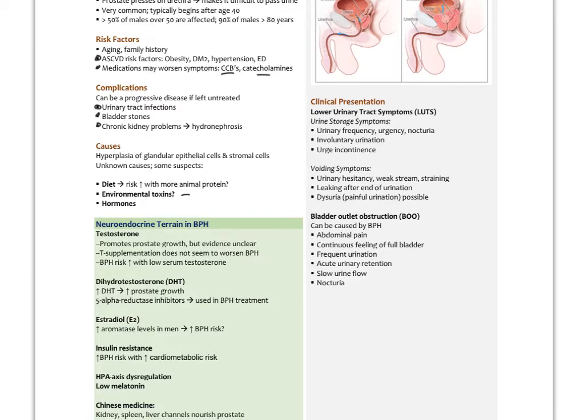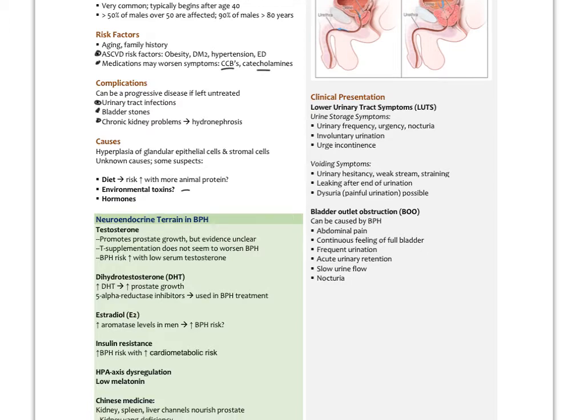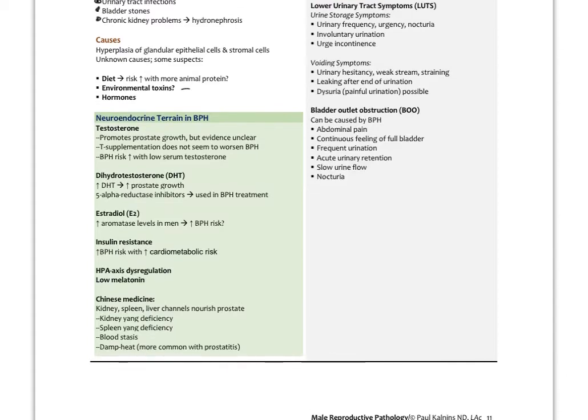There are, we think, certain neuroendocrine factors that increase the incidence of BPH. So testosterone promotes prostate growth, but the interesting thing is that males between 20 and 30 have the highest testosterone levels, and they have the lowest BPH levels. And as a male gets older and their testosterone levels drop, their BPH levels go up. So there's definitely not a clear correlation with testosterone. And testosterone supplementation doesn't seem to worsen BPH.